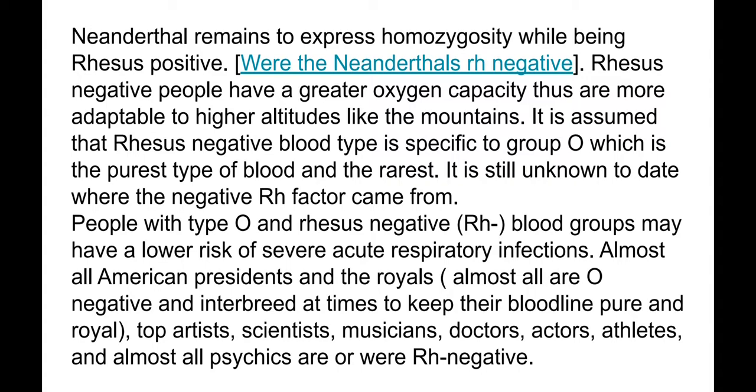And again, it was proven that Neanderthals were all rhesus positive, the same as other primates, the same as monkeys. They were rhesus positive, and Cro-Magnons were rhesus negative. Rhesus negative means they didn't have this gene from primates, and Neanderthals, because they developed by evolution from primates, had this rhesus gene.